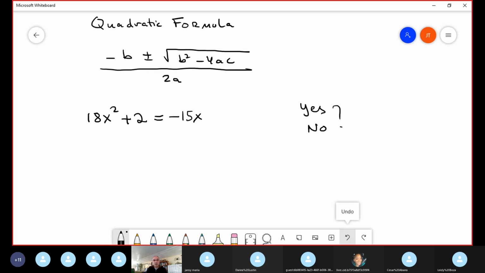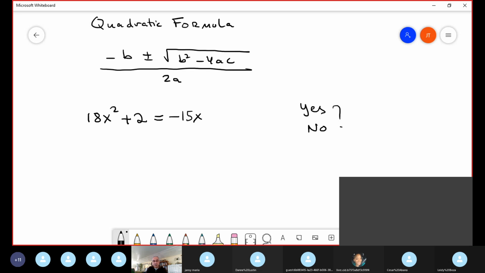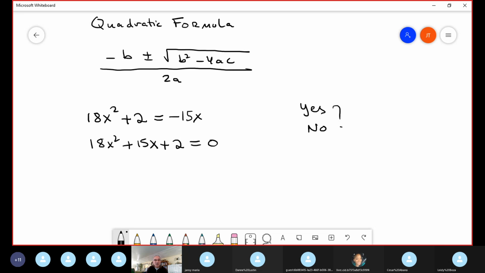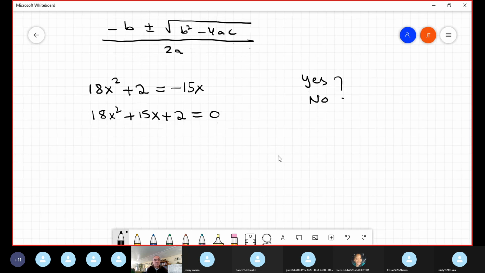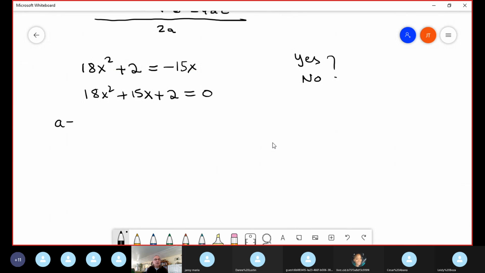My question is now, is this equation expressed in standard form? Yes or no? No, it's not expressed in standard form. The first thing you should do is express it in standard form. Let's do it. 18x squared plus 15x plus 2 equals 0. And you immediately identify who is A, B, C. A is 18, B is 15, and C is 2.